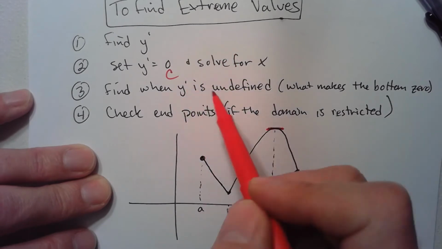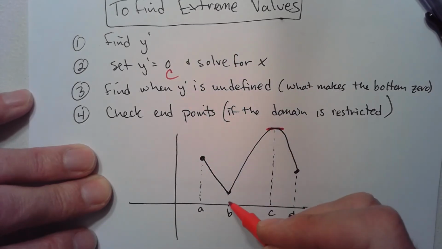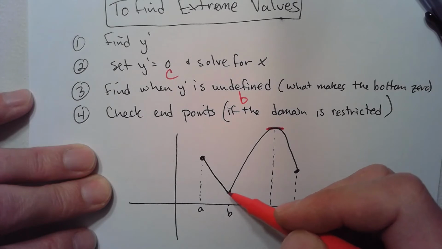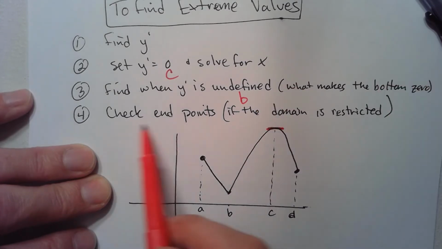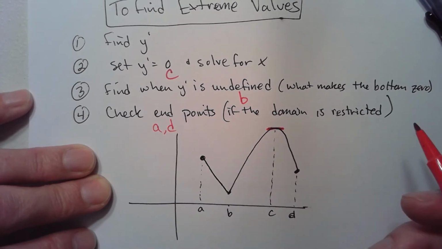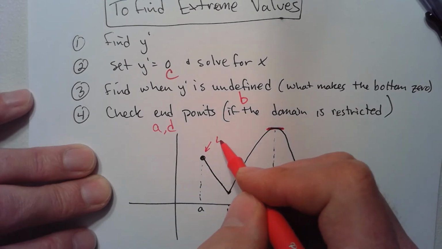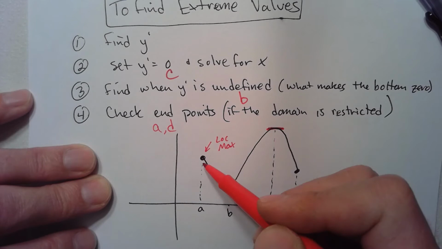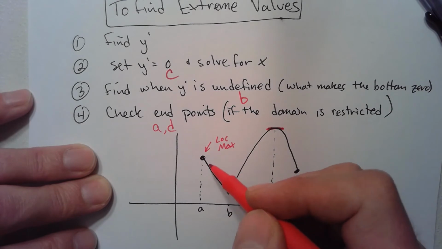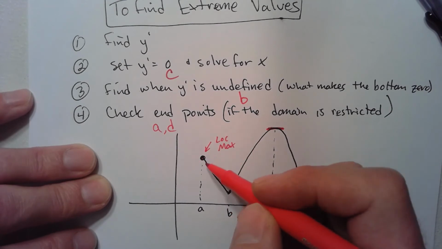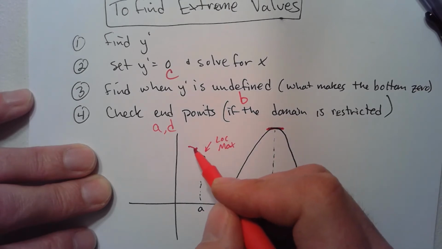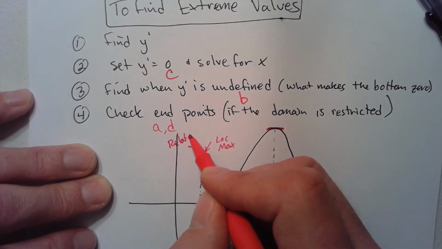Where is the derivative undefined? Well, that's right here at B because we have a corner at B. So you could also have extrema where it's undefined. Check endpoints. So we do have endpoints at A and D that also produce extrema. So A, you'd call this a local max. It's not the absolute max because there are points higher than it, but locally around here, it's a maximum because all points around it are less than it. Local max is the same as relative max. I don't remember what this book calls it, if it's a local or a relative max.